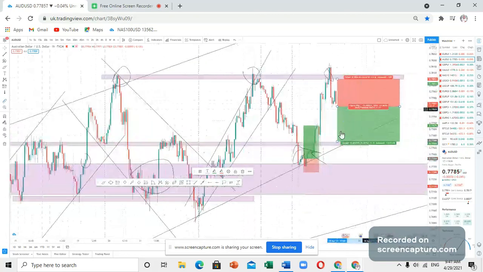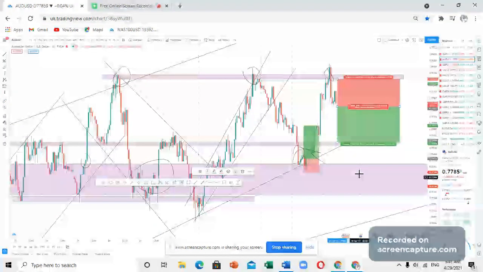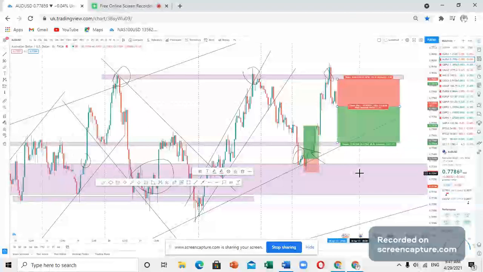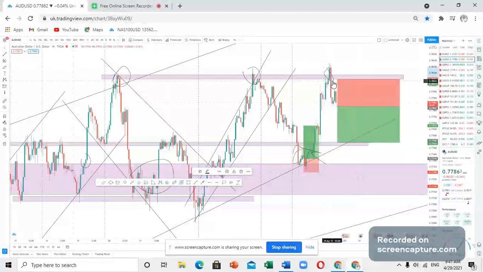But this is what I'm expecting the markets to do. The markets are going to move to the downside in that region, but I'm not going to get into that trade. I'll just be waiting for the breakout at this position, because the risk to reward ratio is kind of, I'm not comfortable with it.